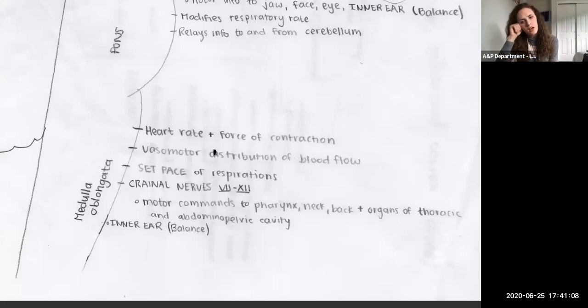Cranial nerves, Roman numerals are hard. This is embarrassing. 7 through 12, possibly. Yeah, I think 7 through 12 come off of the medulla oblongata.